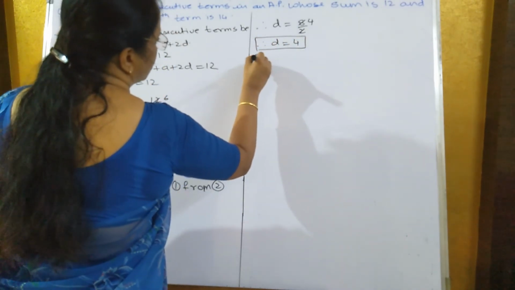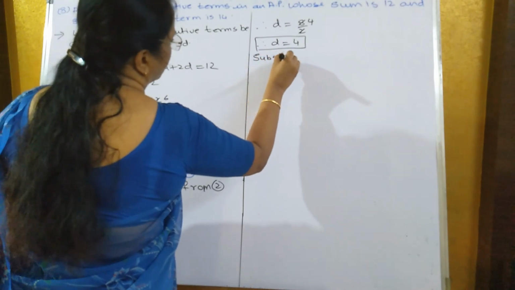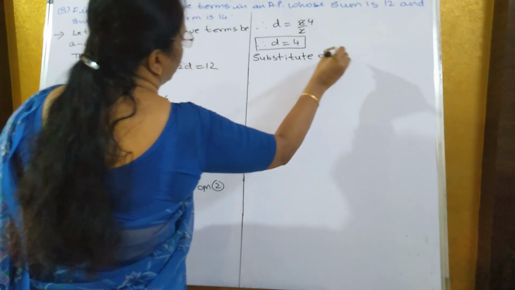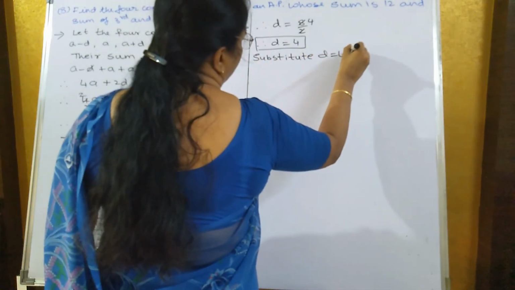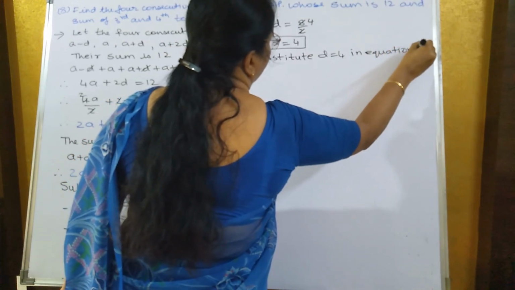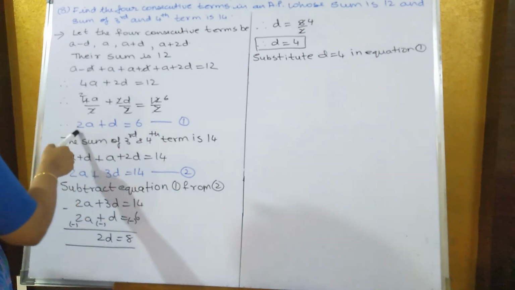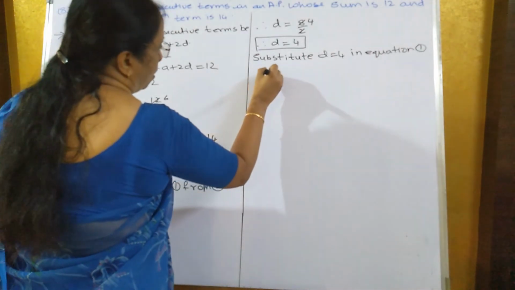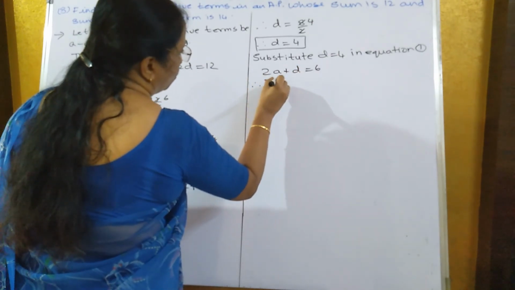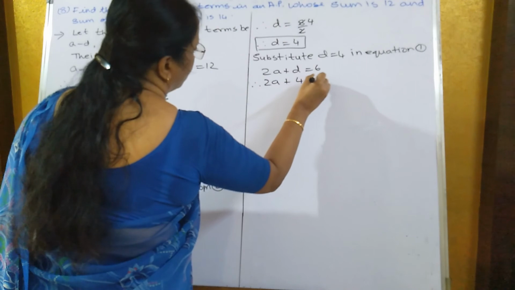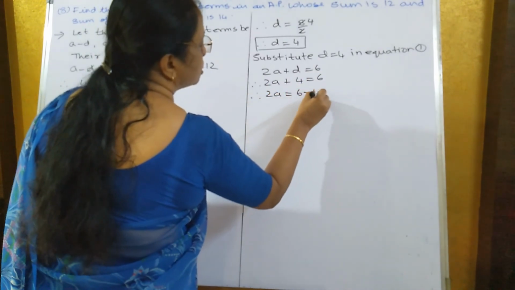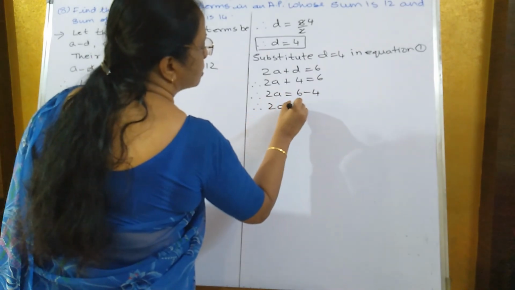So substitute d equal to 4. In any of the equations you can substitute. We'll substitute in equation 1. What is your equation 1? 2a plus d is equal to 6. Therefore 2a plus 4 is equal to 6. Therefore 2a is equal to 6 minus 4. Therefore 2a is equal to 2.